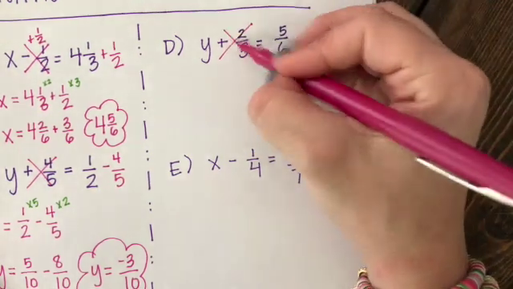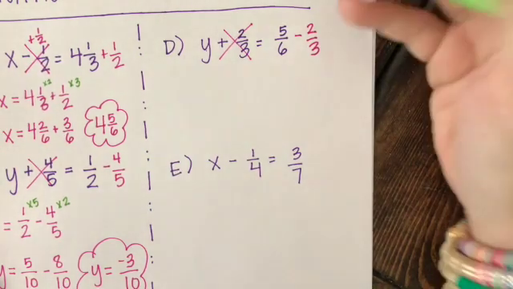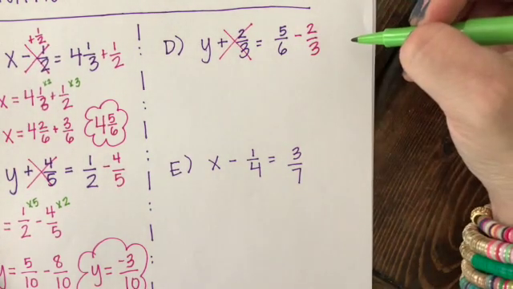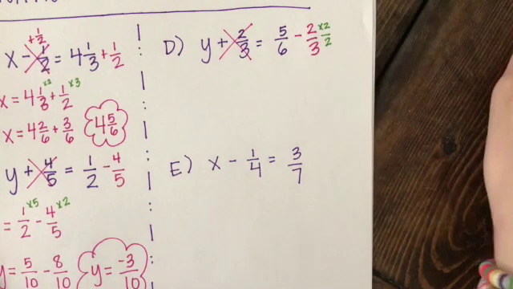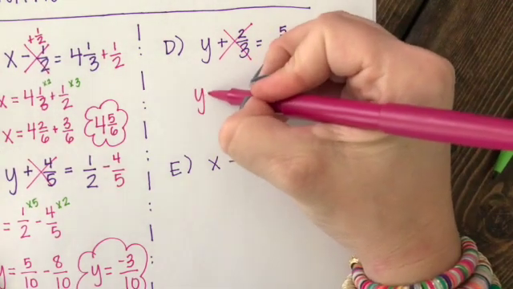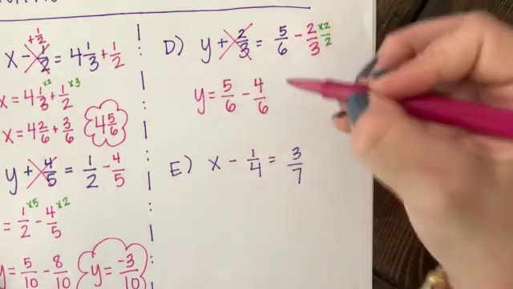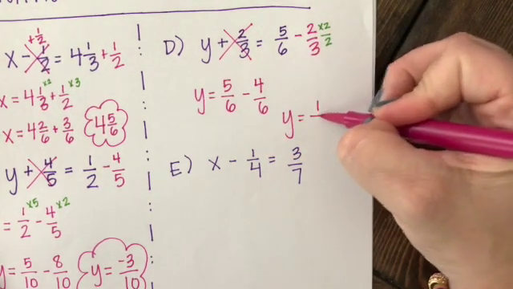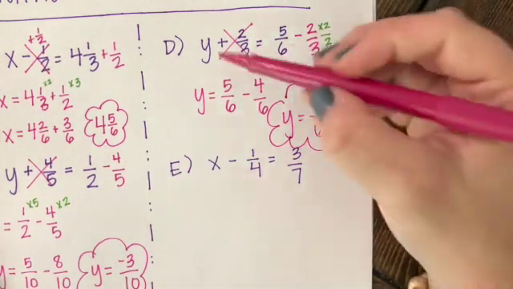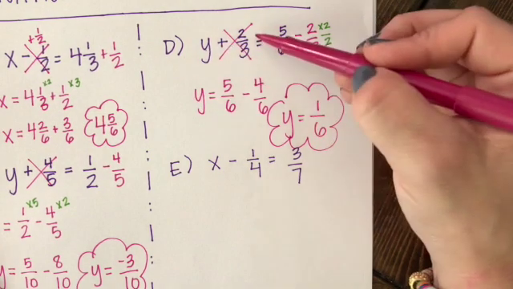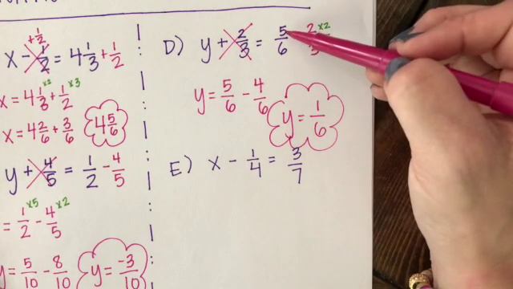Okay, so the opposite of adding 2/3 is to subtract 2/3. And then what would be a common denominator between 6 and 3? 6. So I'm gonna multiply both parts of this fraction by 2. So that's gonna leave me with y equals 5/6 minus 4/6. Well, 5 minus 4 is 1/6. Okay, and that's it. And it makes sense because if I plug that in here, that would be 1/6. 2/3 is the same as 4/6. So 1/6 plus 4/6 is 5/6.